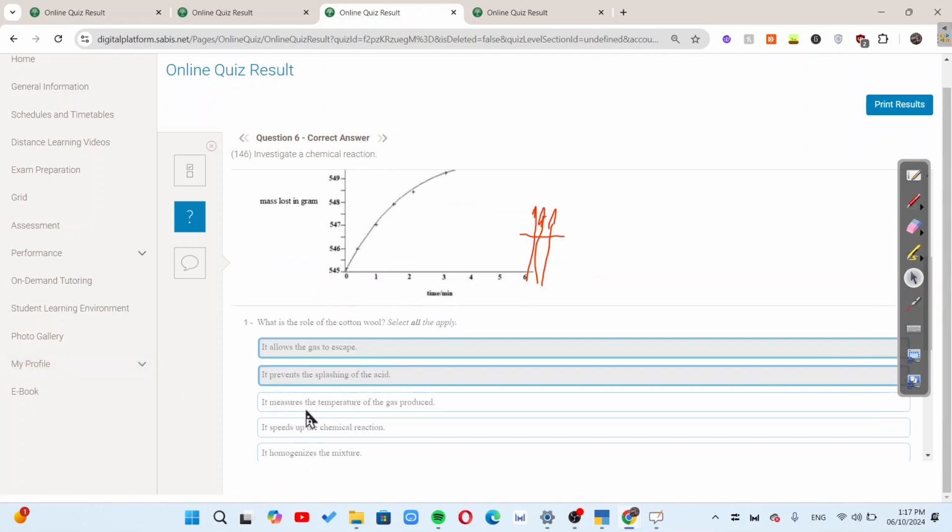See, it measures the temperature? No, how is cotton going to measure temperature? Speeds up? No, it's not. It homogenizes the mixture? We didn't even take anything like this, so definitely not.